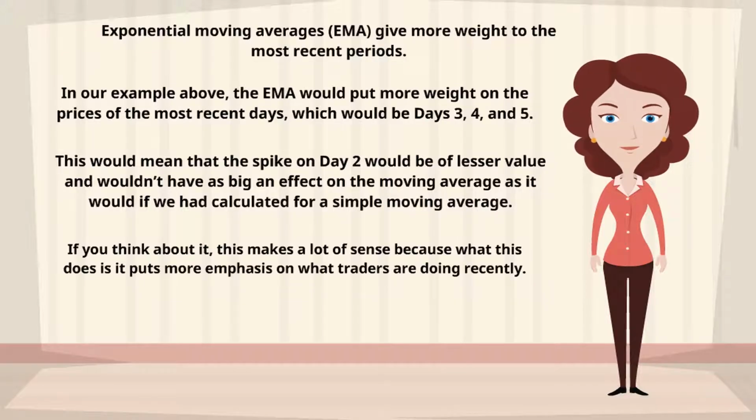Exponential moving averages, EMA, give more weight to the most recent periods. In our example above, the EMA would put more weight on the prices of the most recent days, which would be days 3, 4, and 5. This would mean that the spike on day 2 would be of lesser value and wouldn't have as big an effect on the moving average as it would if we had calculated for a simple moving average. If you think about it, this makes a lot of sense, because what this does is it puts more emphasis on what traders are doing recently.